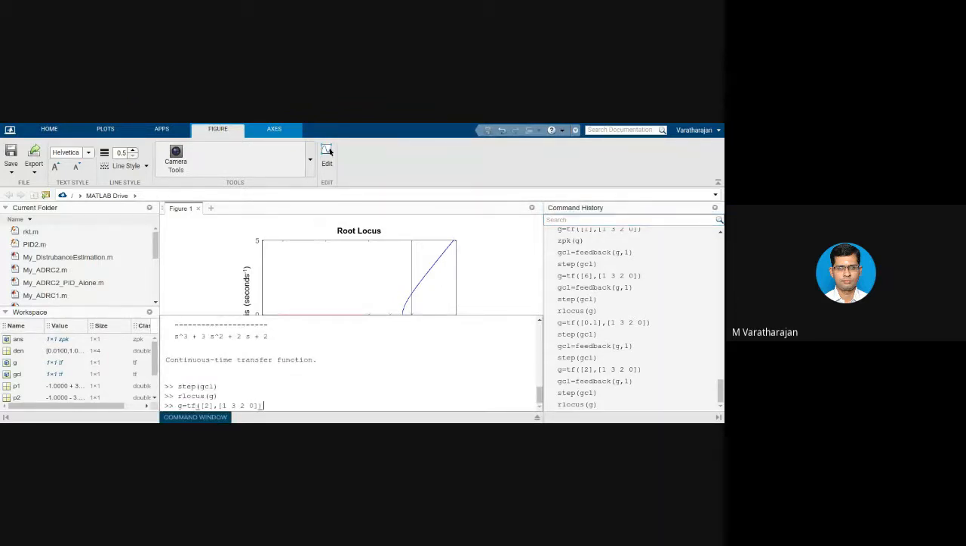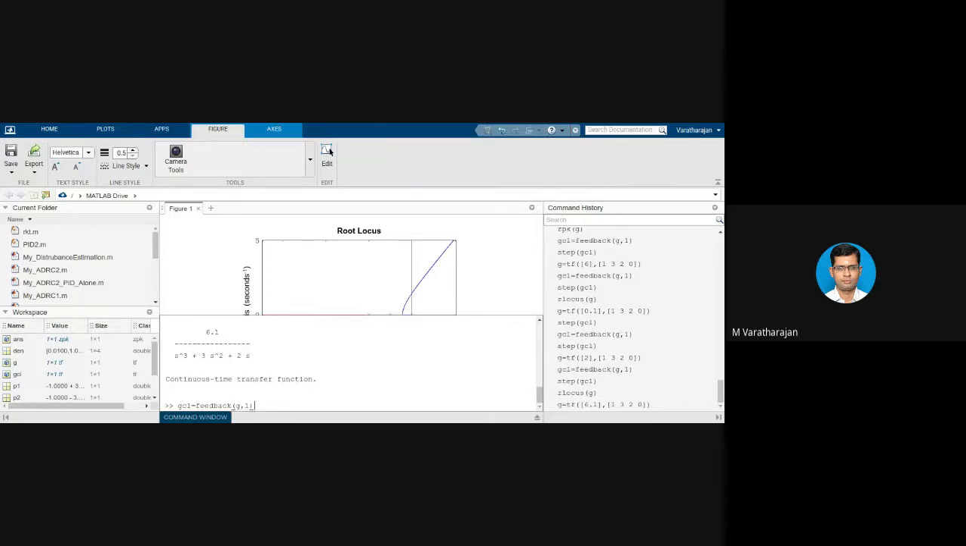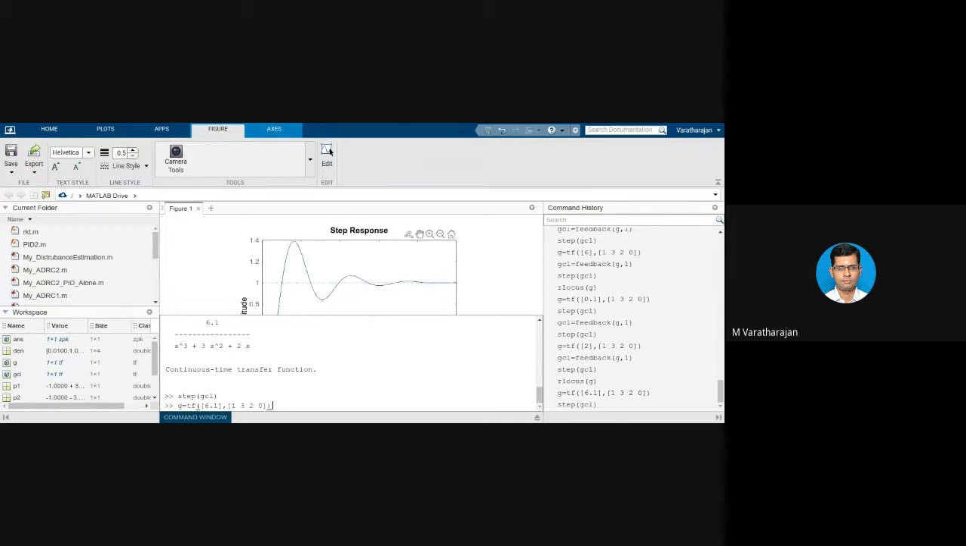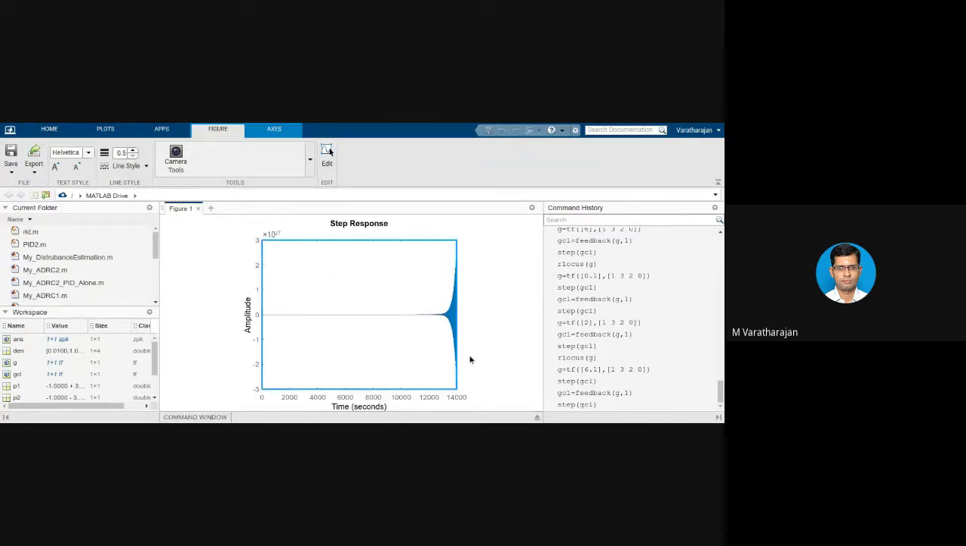Let me fetch the root locus for 6.1. For 6 it is sustained oscillation; we have seen it. Let us calculate for 6.1. Let me calculate the feedback transfer function, the closed loop transfer function, and then the step response. See, the system now becomes unstable.